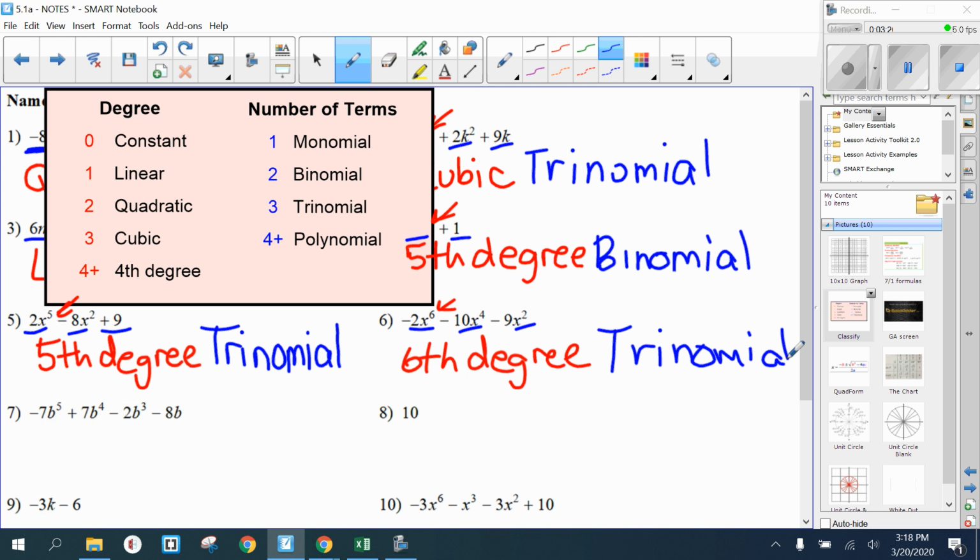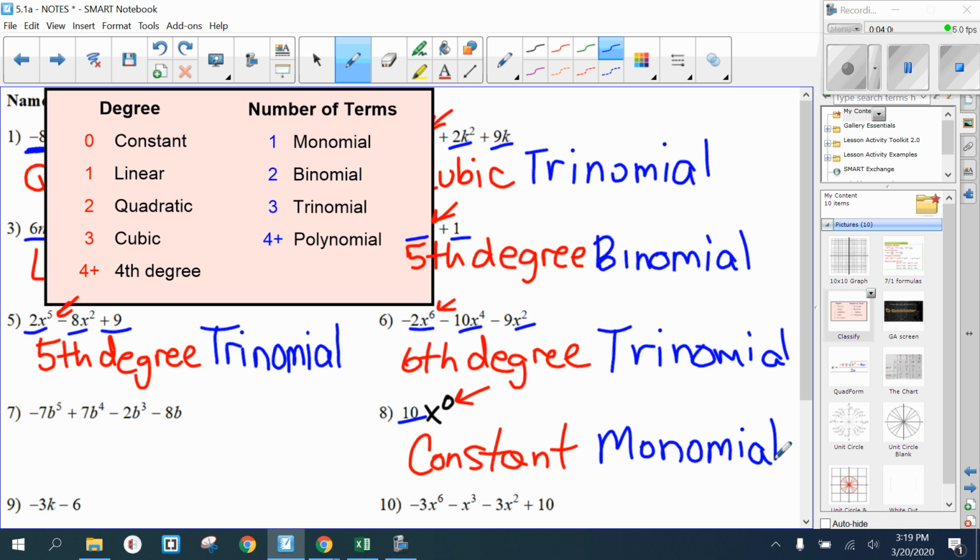Okay, so what's one that's different? I mean, that's pretty much it. I guess number 8. Let's do number 8. Number 8, sometimes people have a hard time with because they don't see a variable. There isn't a variable. In fact, you could think of it as x to the 0 power because there is no variable. That is a degree 0, which makes this a constant. Think about it. The number 10 is a constant number. It doesn't change because there is no variable. So that's a constant, and then there's only one term, so that's a monomial. Constant monomial.